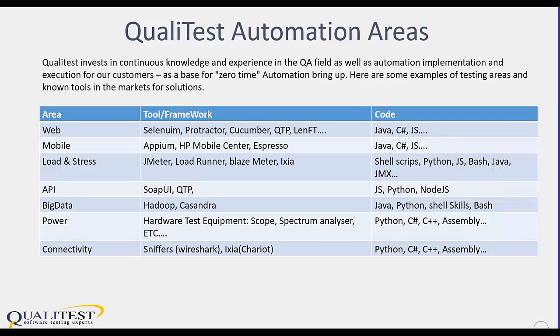Of course, in load and stress, we are using JMeter and LoadRunner, etc. And we have a relationship with Amazon for cloud testing and for duplication of test cases. And in API, of course, we are using SOAP and QTP, Big Data hookup, etc. And we have a hybrid on Power as well. So if we need Power testing with a lot of scenarios, we can use it too.